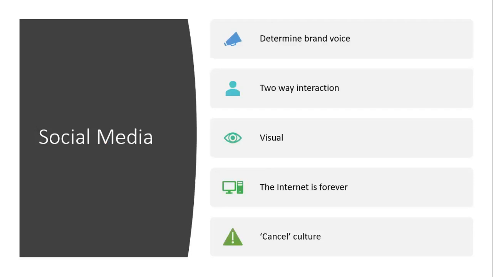So that was a little bit about traditional media. Now we're going to go to new media or social media. While we still use traditional media today, social media has grown so much and it is the preferred source of information for some people.